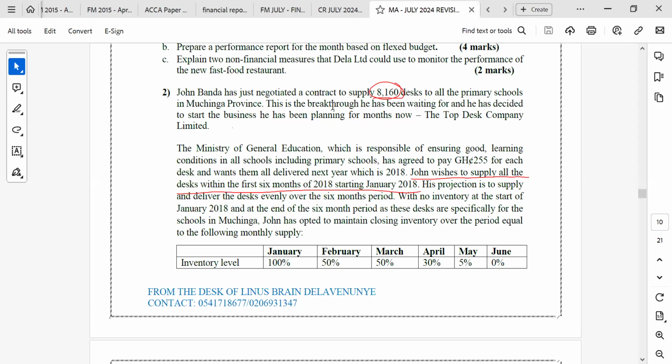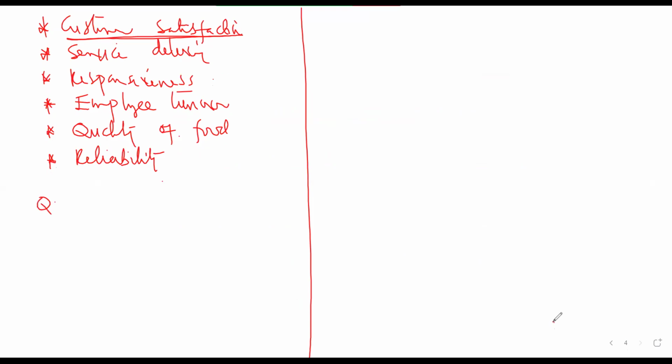His projection is to supply and deliver the desks evenly over the 6-month period. So it means that an equal number of desks will be delivered in each month. Is that correct? Yeah. Okay. So let's look at the number of desks that will be delivered each month. So let's look at question number 2. That will be John. So what will be the number of desks that will be delivered each month?